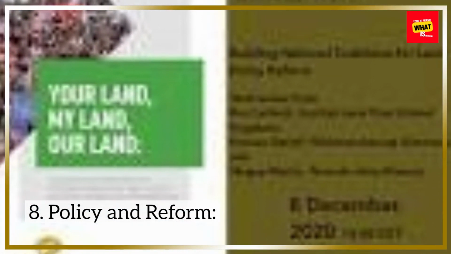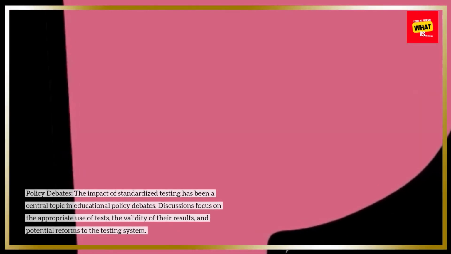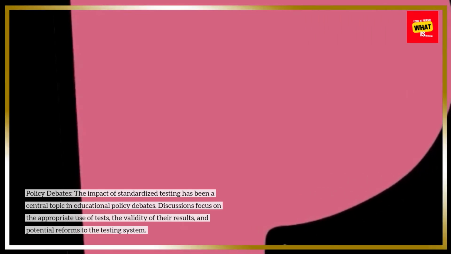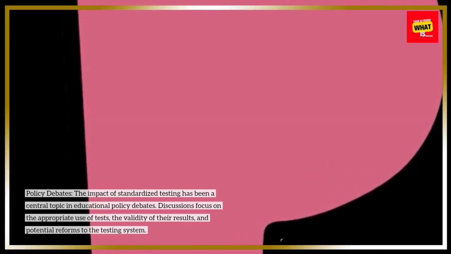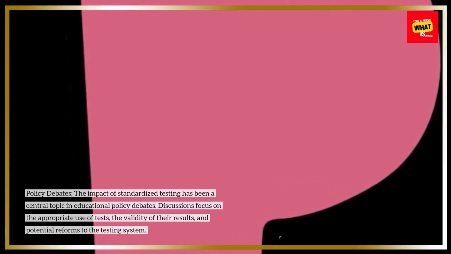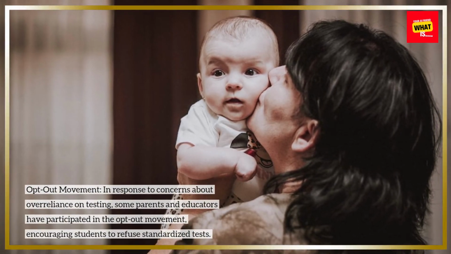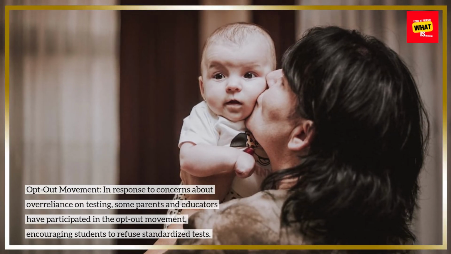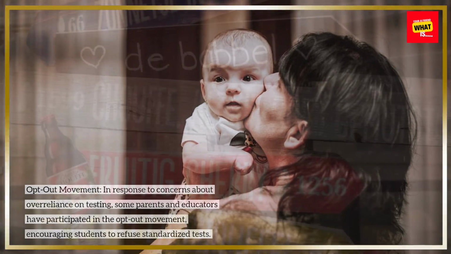8. Policy and reform. Policy debates. The impact of standardized testing has been a central topic in educational policy debates. Discussions focus on the appropriate use of tests, the validity of their results, and potential reforms to the testing system. Opt-out movement. In response to concerns about over-reliance on testing, some parents and educators have participated in the opt-out movement, encouraging students to refuse standardized tests.